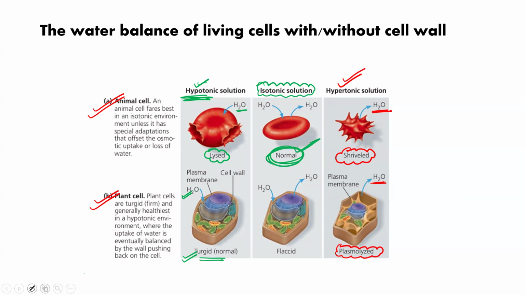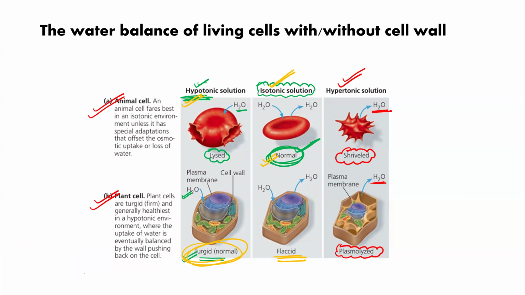Once again, please focus. For a plant cell, the turgid condition is normal and it is seen in hypotonic condition. But for an animal cell, the normal condition is seen in isotonic solution. But a plant cell in isotonic conditions will be called flaccid. They are not called normal. So I hope in this video you are able to understand what osmosis is.